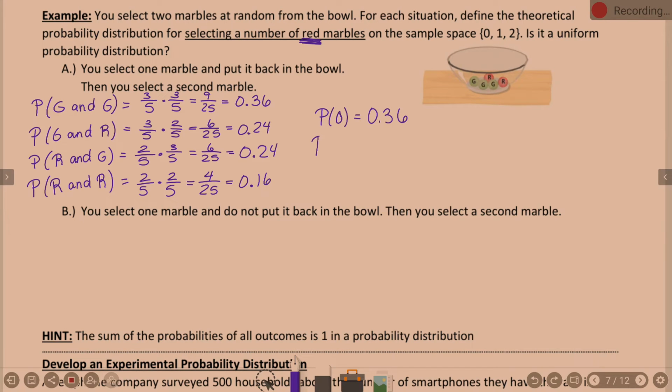Okay. What's the probability of 1 red? 0.48. Because why? It was a 0.24 chance that I get just a red on the second draw, and a 0.24 chance that I get just a red on the first draw. So we have to add those two probabilities together. 0.24 plus 0.24 is 0.48. That right there is the reason I took us the long way, guys.